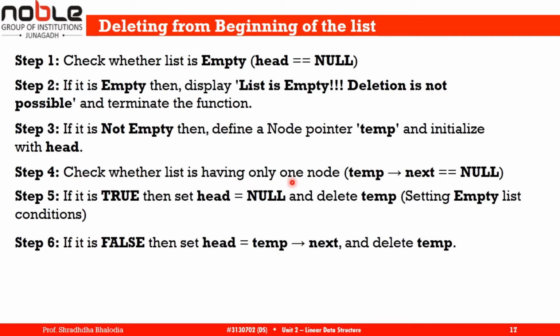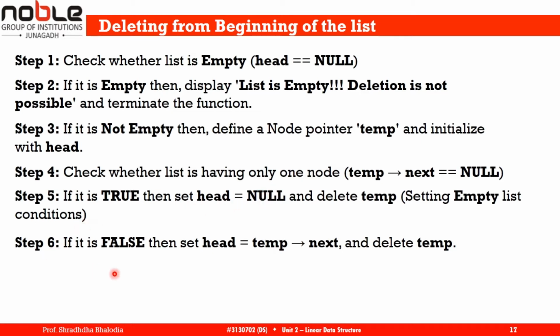How can we check this condition? Using temporary next equal to null, we can say the list has only one node. If it is true, if the list has only one element, then set head equal to null and delete temporary, which sets the empty condition, because the list has only one element and we can delete that element. So the list now becomes empty again.